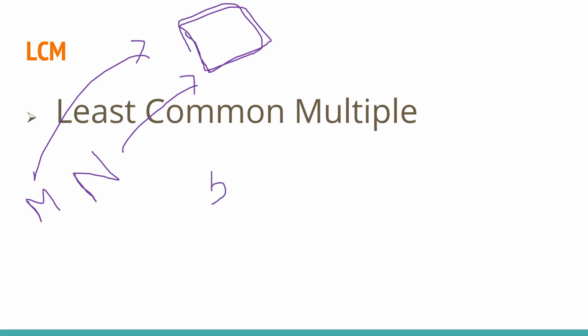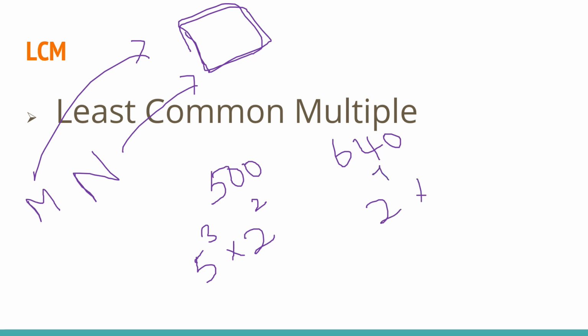So now let us calculate the LCM for 500 and 640. We have just now found that 500 can be written as 2 square into 5 cube, and similarly 640 can be written as 2 to the power 7 into 5. Before, in the HCF, we took the least power, whereas in the LCM we'll be taking the highest power. So here there is 2 and here there is 7, right? So 2 to the power 7 into 5 to the power 3 is the LCM value of 500 and 640.